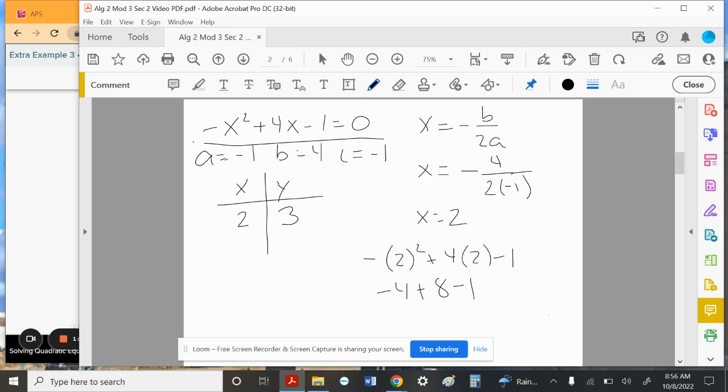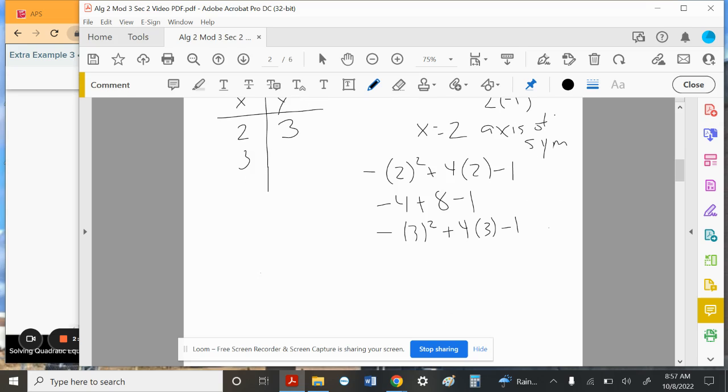And now, since this is my axis of symmetry, I'm going to pick a point to the right, which would be 3. So we're going to plug a 3 into the original equation. So I have negative 3 squared plus 4 times 3 minus 1. So that is minus 9 plus 12 minus 1, which is minus 10 plus 12, which would be 2.